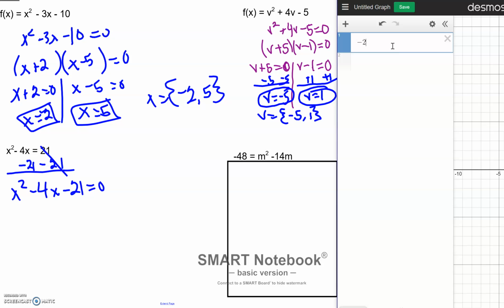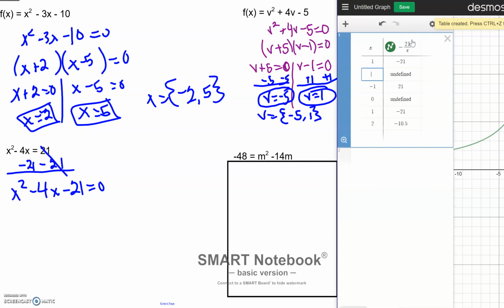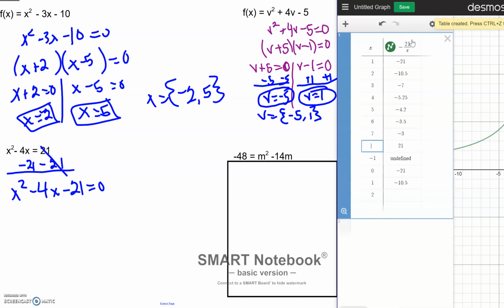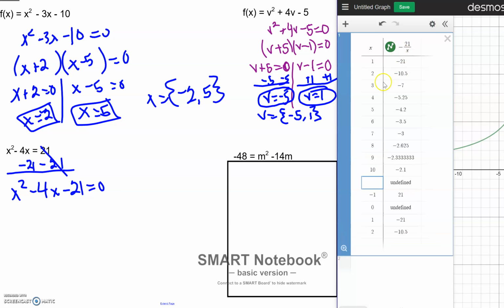I need factors that are going to give me negative 21. So negative 21 divided by x. Go to my table. Again, change the numbers. Stop wherever you feel. And these are all the numbers that give me 21. I now need to figure out which one is going to add to give me the negative 4. So 3 and negative 7, when I add them together, gives me negative 4.